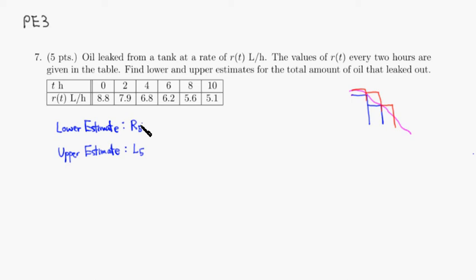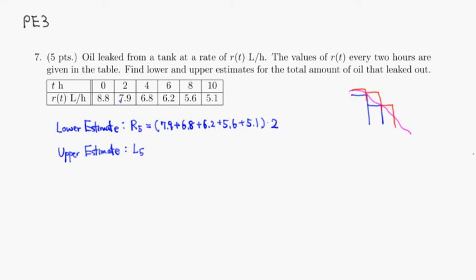This is simple enough. R5 is going to be equal to, for every interval, you use the value from the right endpoint. So the first interval, you have 7.9. Second interval, you have 6.8. The third interval, you have 6.2. The fourth interval, you have 5.6. And the last interval, you have 5.1. Then you multiply by delta t. Delta t in this case is every 2 hours, so it's 2. So multiply by 2.